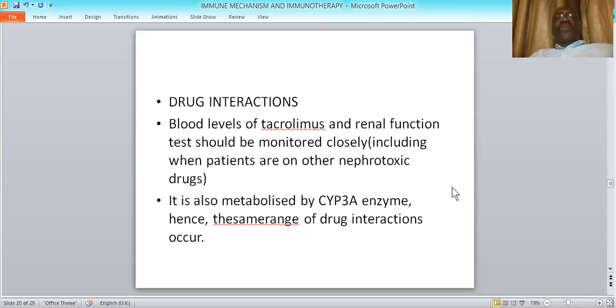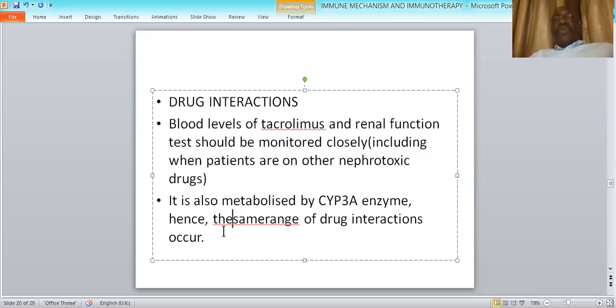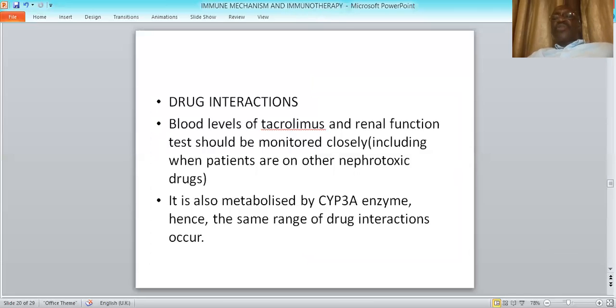What are the drug interactions of tacrolimus? Now, the blood levels of tacrolimus and renal function tests should be monitored closely, including when patients are on other nephrotoxic drugs. It is also metabolized by CYP3A enzyme. Hence, the same range of drug interactions as we mentioned for cyclosporine occur here.